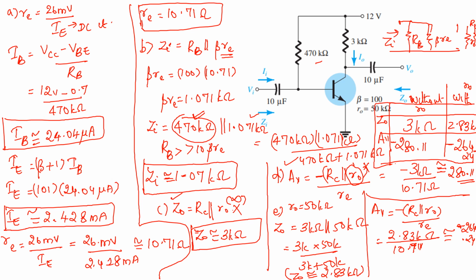Okay, so these are the different values of your problem. We have got RE is equal to 10.71 ohm. Then you have input impedance, taking into consideration R0 as infinite, you have got 1.07 kilo ohm. Third, C part, you have got Z0 is equal to 3 kilo ohm. D part, you have got minus 280.11. E part, you are including the value for R0, you have got Z0 is equal to 2.83 kilo ohm and AV is equal to minus 264.24.